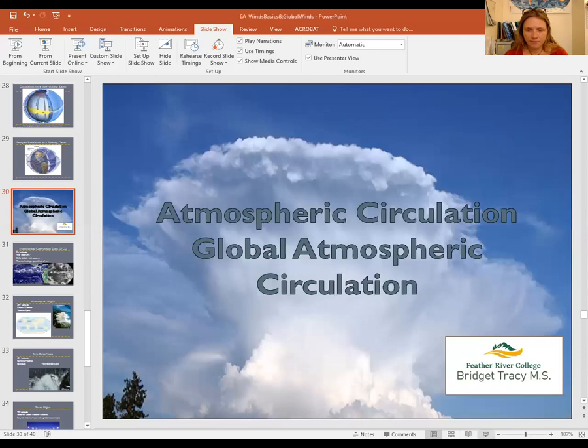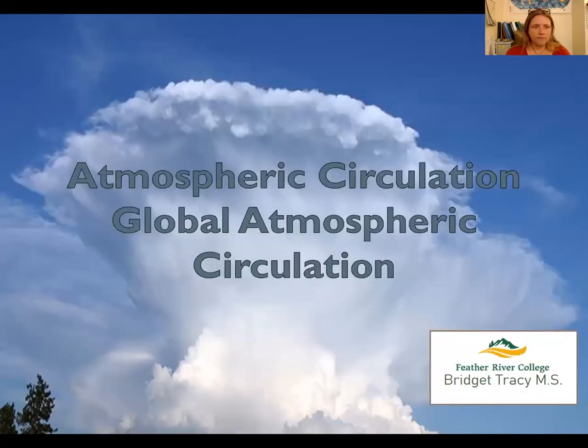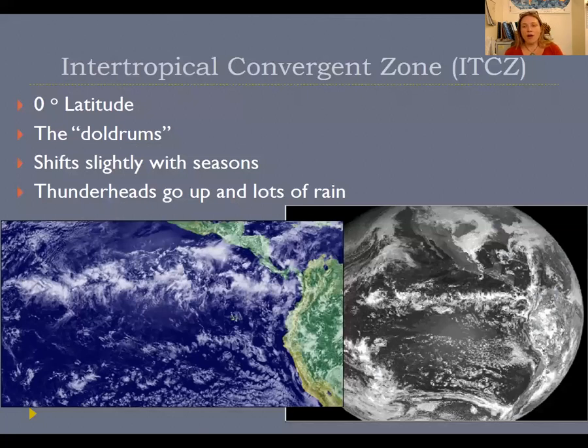Okay, so first of all, I want to speak a little bit about some persistent and dominant locations of high and low pressure zones around the planet and talk about some of their characteristics. The first one that I want to mention is right at the equator, and it's called the ITCZ, which stands for the Intertropical Convergence Zone. It's right at the center of the tropics, which we know has a latitude of 0 degrees. And this is a region that's sometimes called the doldrums.